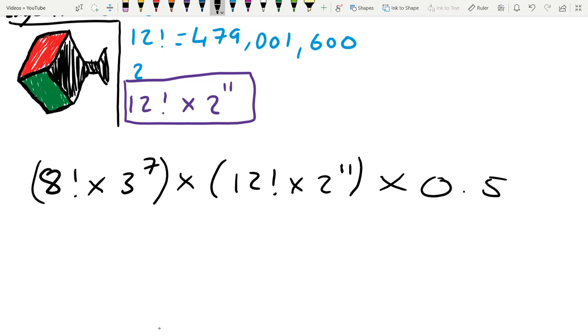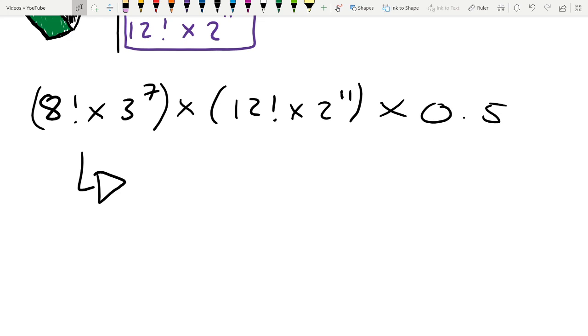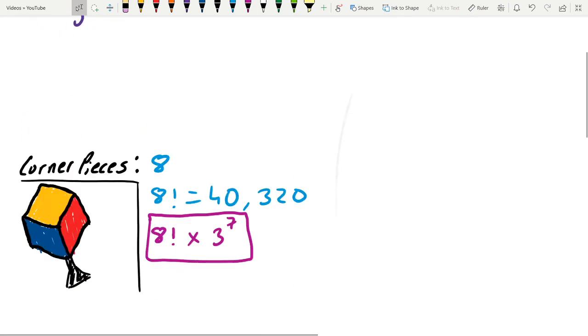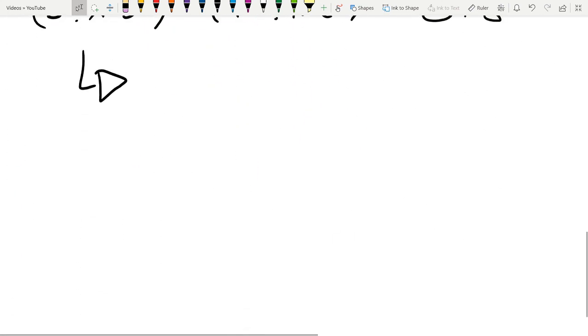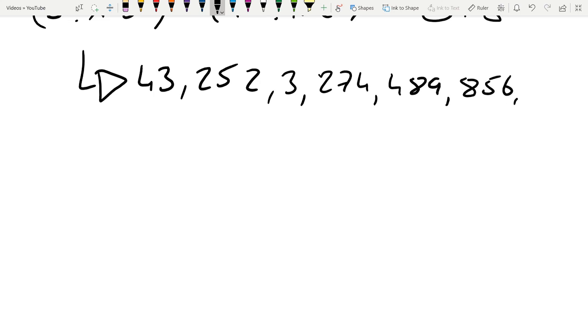And if you were to put that formula into a calculator, it would give you the correct total that we have at the very top of this page, which is 43 quintillion, 252 quadrillion, 3 trillion, 274 billion, 489 million, 856,000 possible permutations.